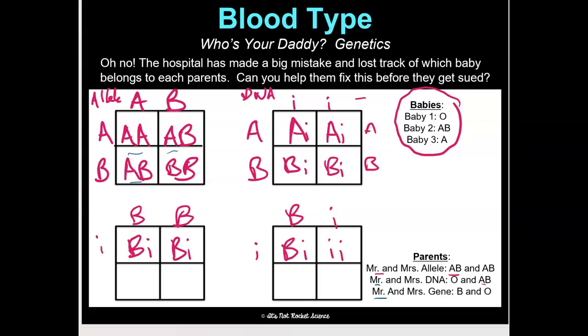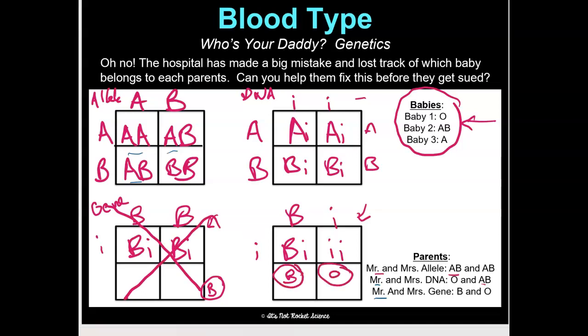And then Mr. and Mrs. Jean, we don't know if the type B person is homozygous, so that's this Punnett square, or if they're heterozygous, that'd be this one. For the homozygous, the only possibility is to have a baby with type B, and we don't have any babies with type B, so that can't be the case. So then in this case, they could have a baby with type B or type O.